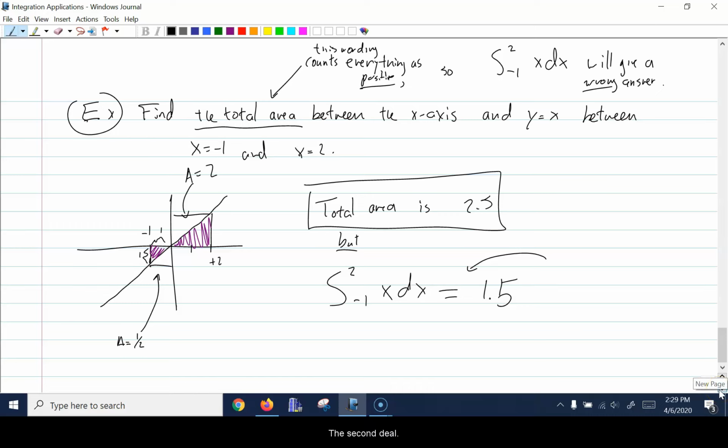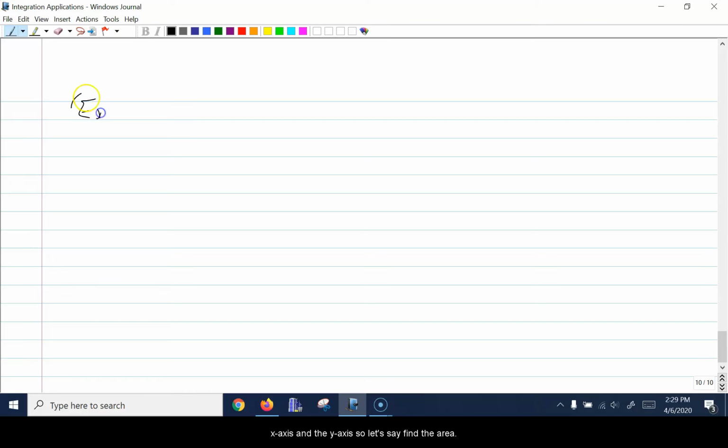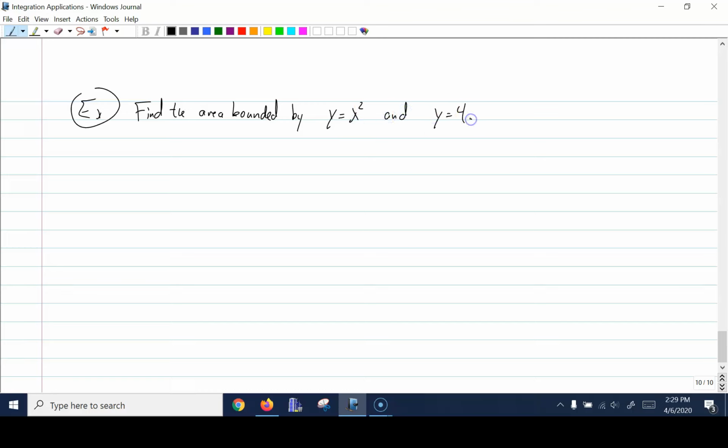The second deal is often the area we want to work out isn't between the x-axis and the y-axis. So let's say find the area bounded by y equals x squared and y equals 4. First off, there's this question, what does bounded by mean? Or I guess the area of the region bounded by y equals x squared and y equals 4.